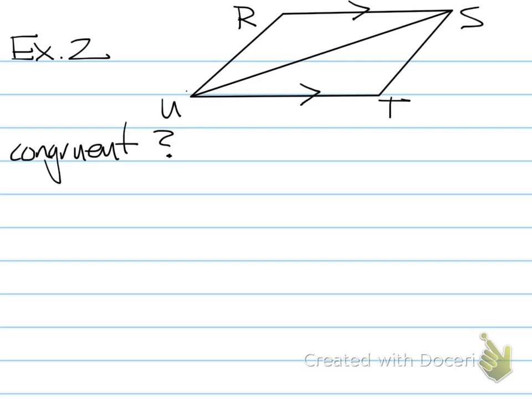And for this one, these are not right triangles. The only thing that we can mark are those two, the middle, the side that they share by the reflexive property. And because the RS is parallel to UT, we can mark the alternate interior angles as congruent. But that is not enough information to conclude that the two triangles are congruent, since we only have one angle and a side marked in the two triangles.